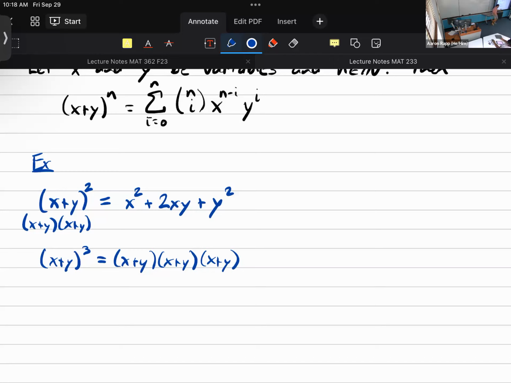The distributive property just says, I take this x plus y, and I'm going to choose what else to multiply by. I have to choose this x to multiply by one of these two terms. And then I also have to choose again, figure out another term to multiply by from this third binomial. So one option is I can do x times x times x, leaving me with x cubed.